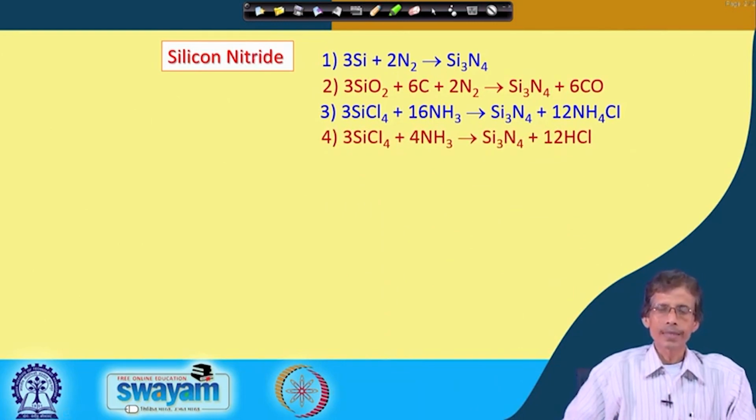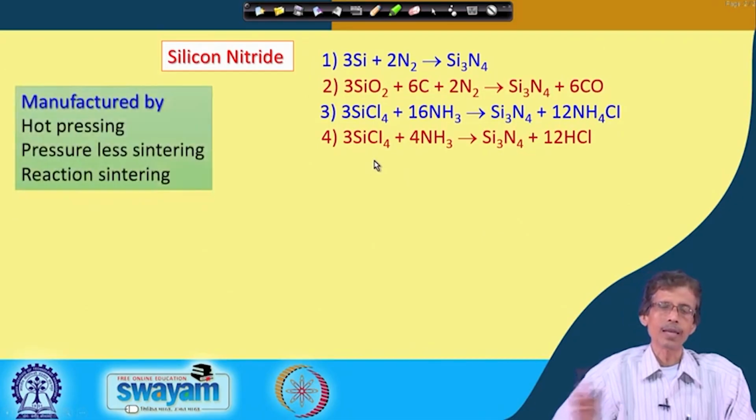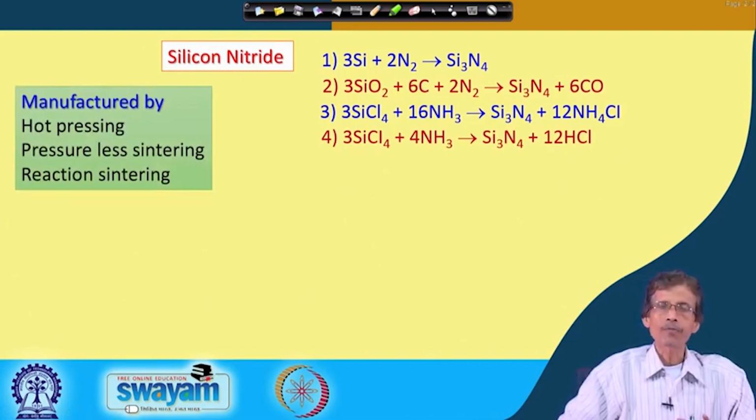So, in the same way, the silicon tetrachloride gives a different stoichiometry in this reaction. Instead of producing ammonium chloride, in the fourth reaction you can produce hydrogen chloride only, but the reaction is again of the same type between the silicon tetrachloride and ammonia. So, the type of manufacturing processes, the manufacturing processes are also very much important.